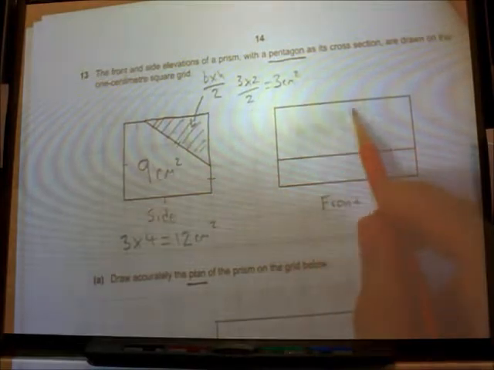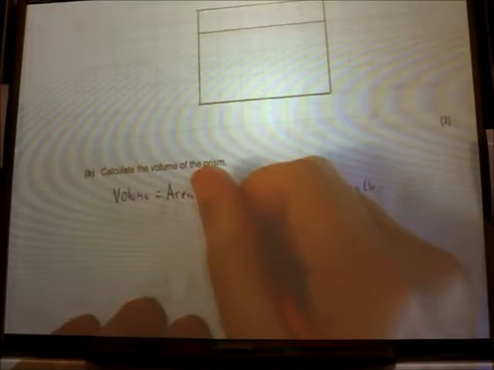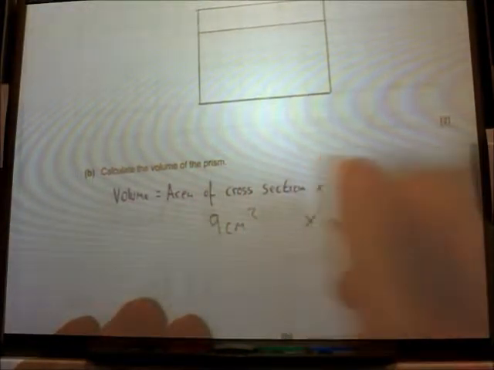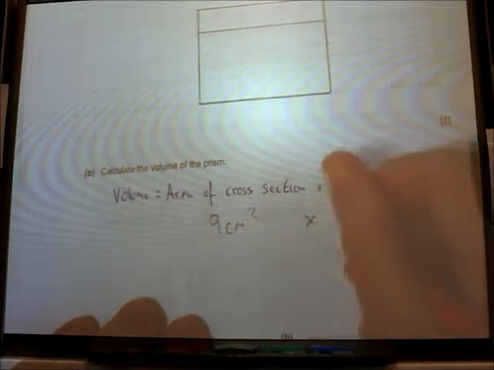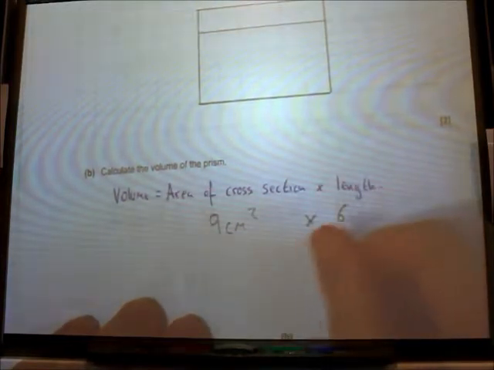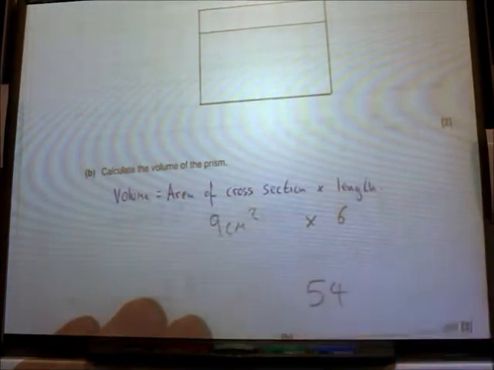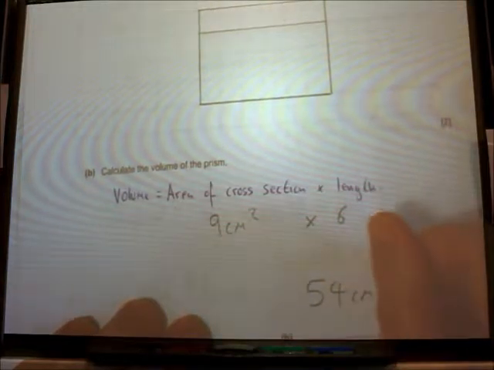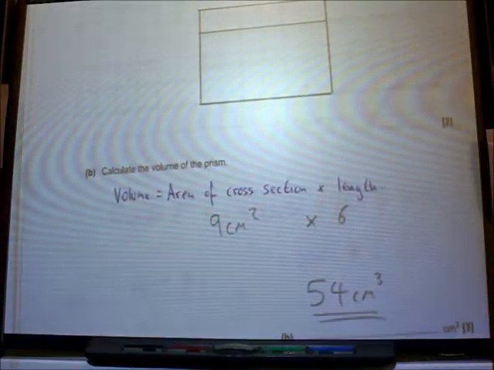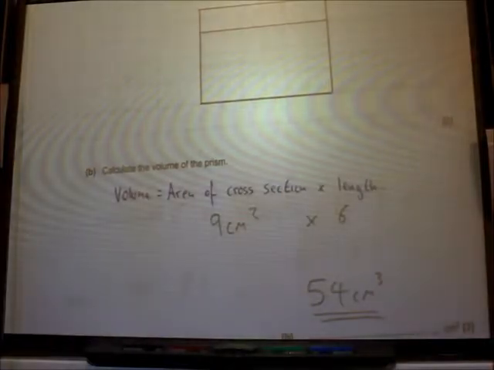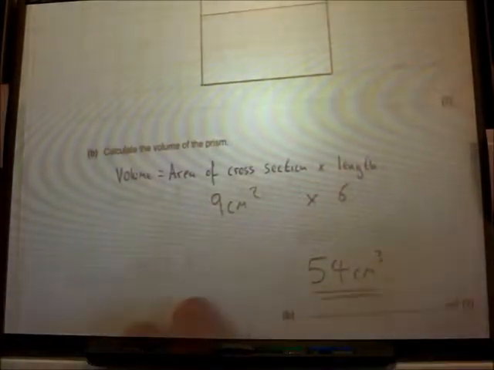And the length of it is 1, 2, 3, 4, 5, 6. So the area of the cross section is 9 centimetres squared, and you multiply that by how far it goes across, so the length is 6. So the answer is that 9 6s are 54, and that will be centimetres cubed. That is how you work out volume: area of the cross section multiplied by the length.